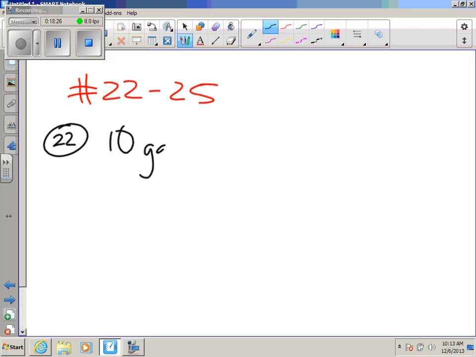10 gallons is equal to how many quarts? Okay, so I'm going to go from gallons at the top of my capacity down to quarts, which means I'm doing what operation? Multiplication. How many quarts are in a gallon? So I'll multiply the 10 times the 4, and I have 40 quarts.